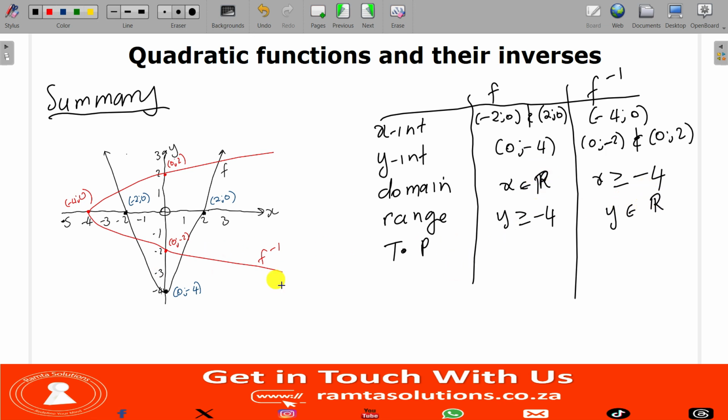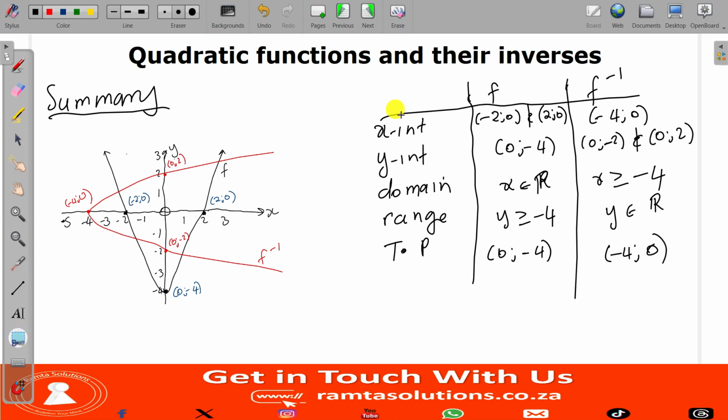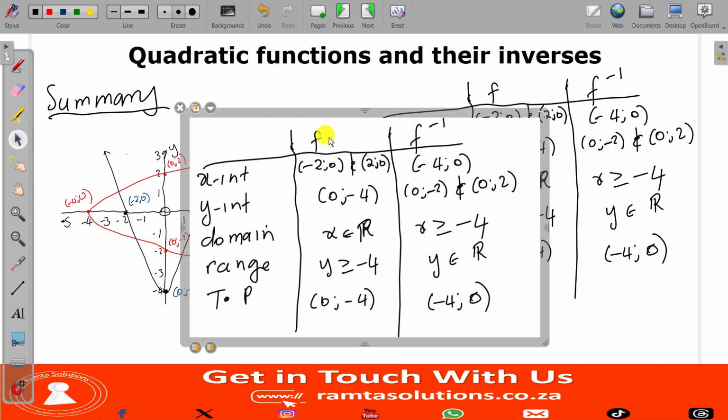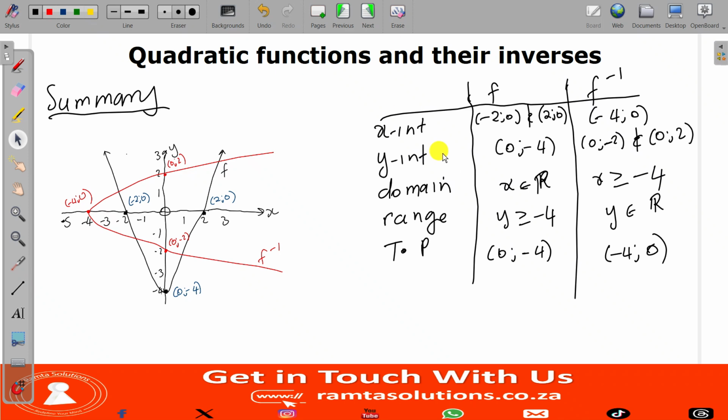Right? What was the turning point? Here it was, for the original, 0 and negative 4. For the inverse, it was negative 4 and 0. Okay, guys? Now, I want us to look at this. I'm going to copy this section again so that I can use it in the next page. However, I'm getting rid of you here.